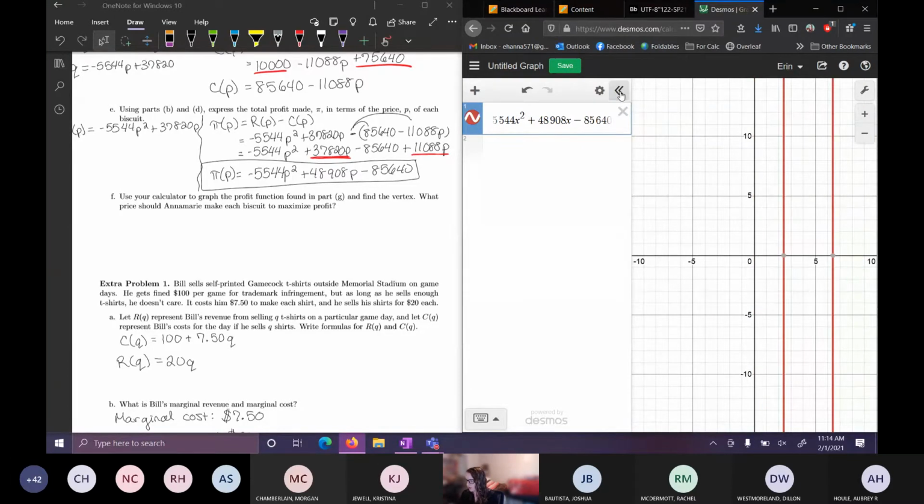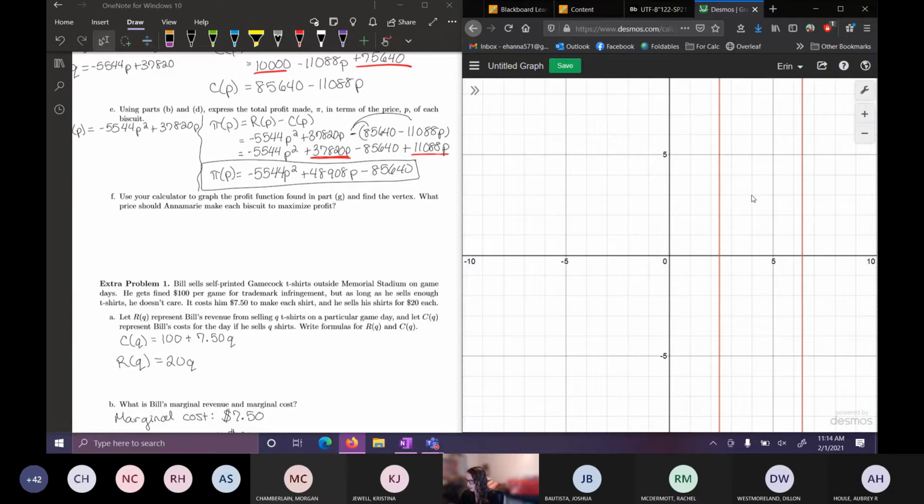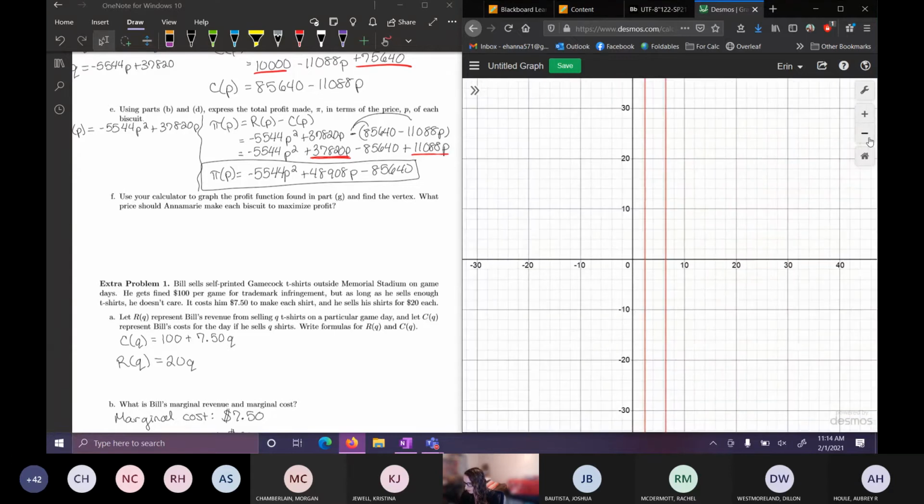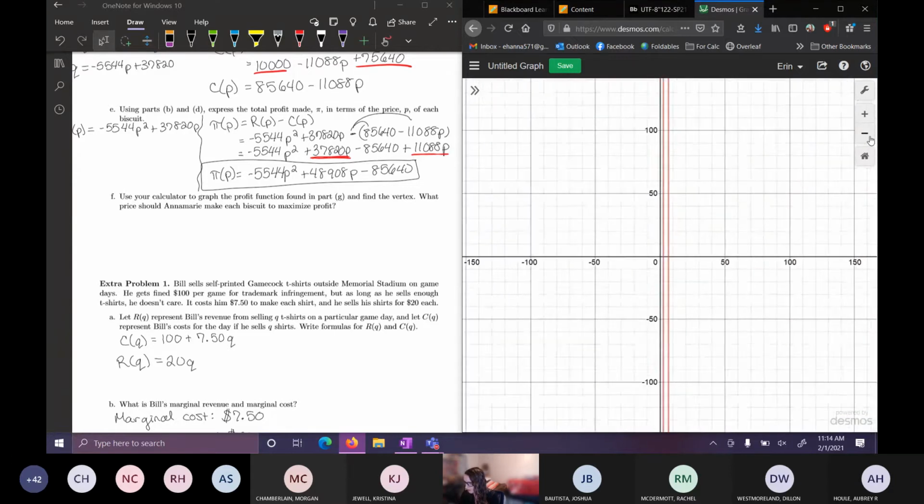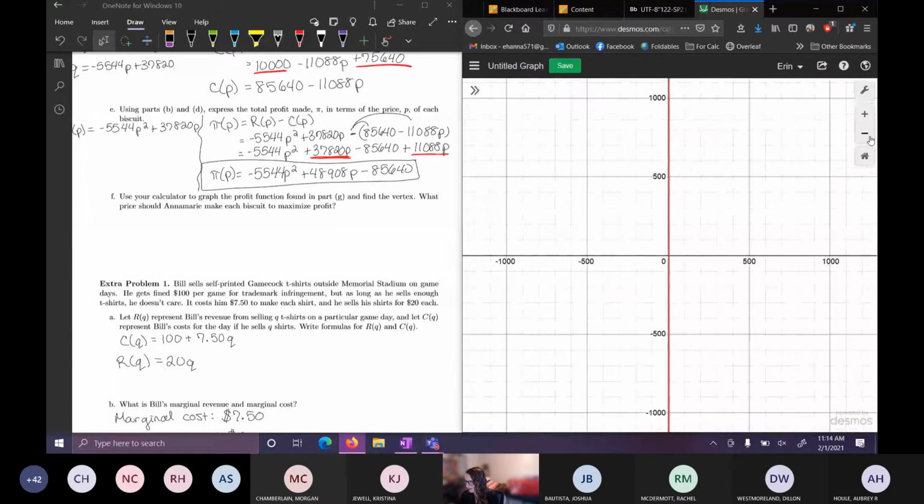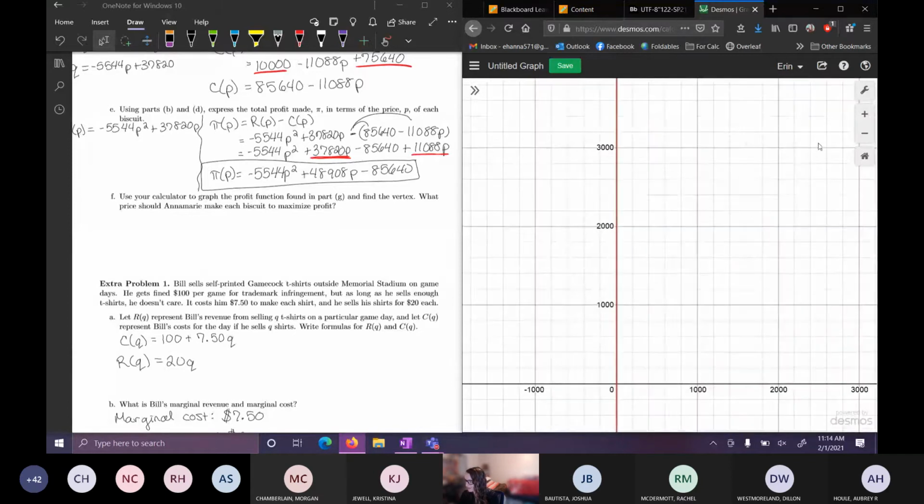So we've got that graphed in there. You can just literally type it in, and then you can hit this to make it go away. And then let's try to make, what's going on here? All right, so it's a very, oh, okay. That's not helpful at all.